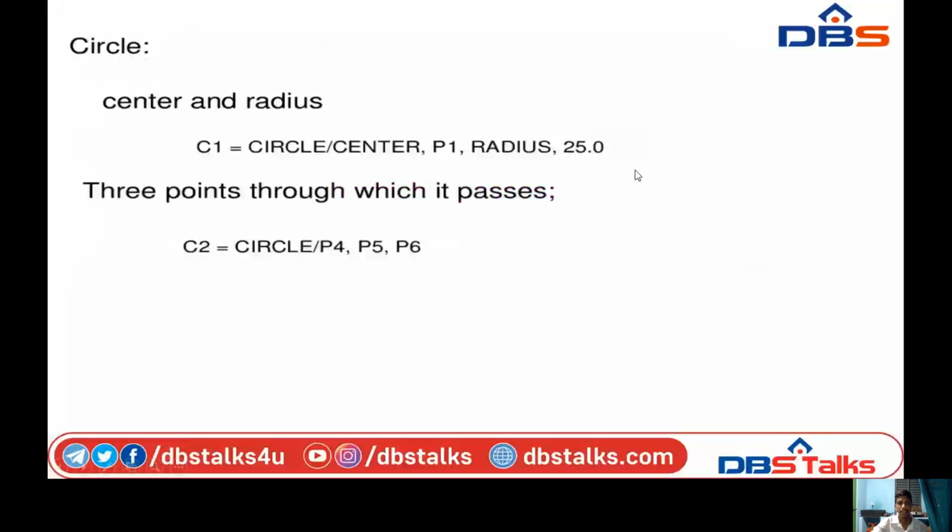Circle having 2 points and 1 arc: starting point, ending point, and center radius. Circle C1 equals circle by center P1 and radius 25.0. Circle through 3 points, which it passes: C2 is circular in P4, P5, P6.